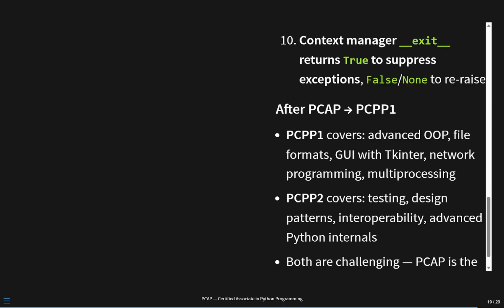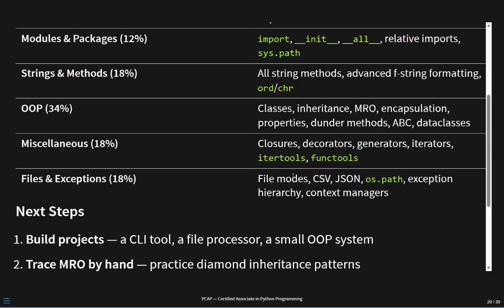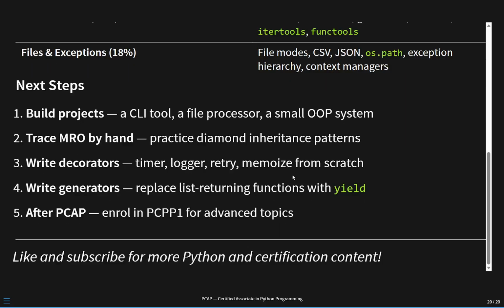And that is the complete PCAP study guide. All 5 domains, every critical concept, and the traps that catch candidates by surprise. Build projects. Write a file processor. Design a small class hierarchy. Write decorators and generators from scratch. Read the error messages. They tell you exactly what went wrong.